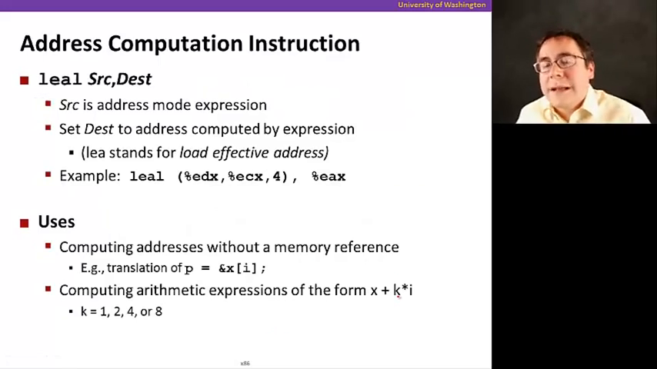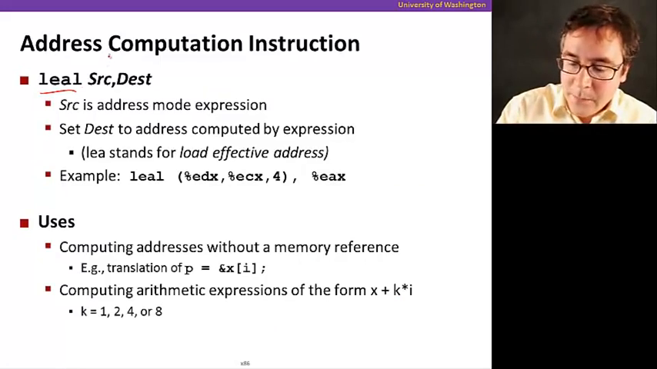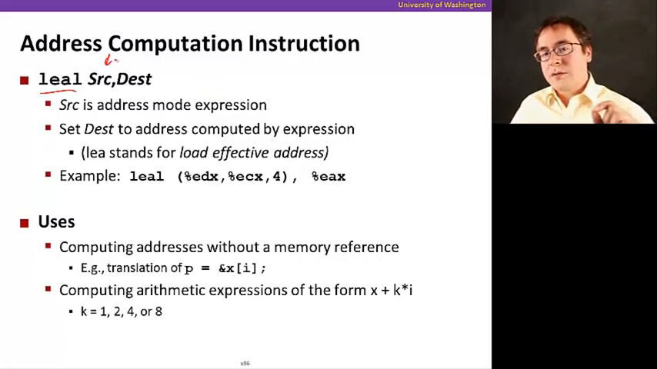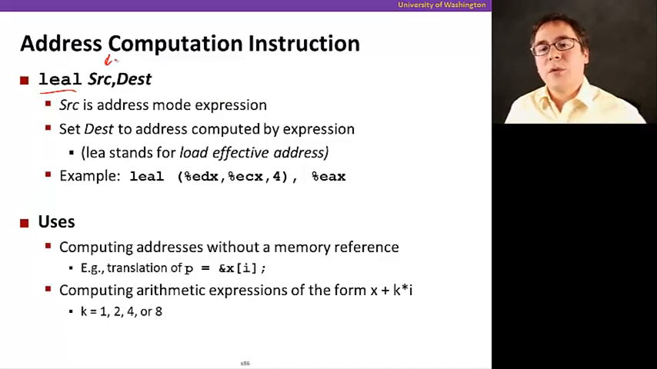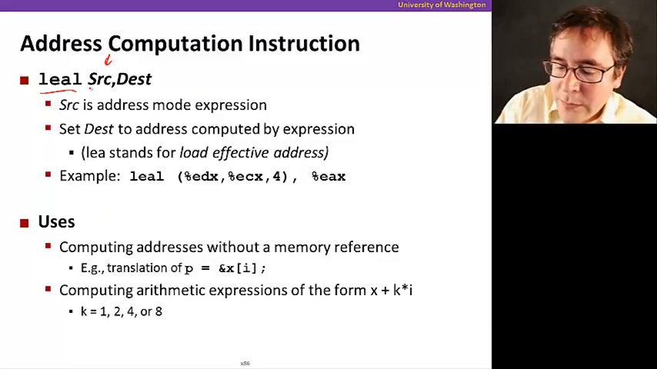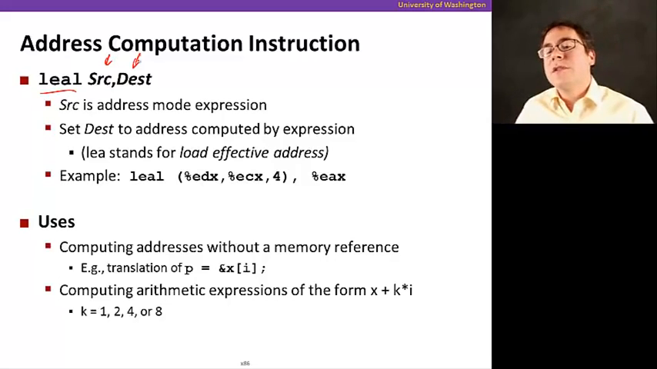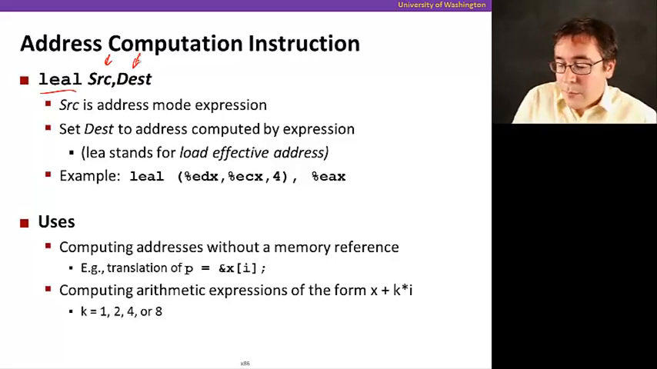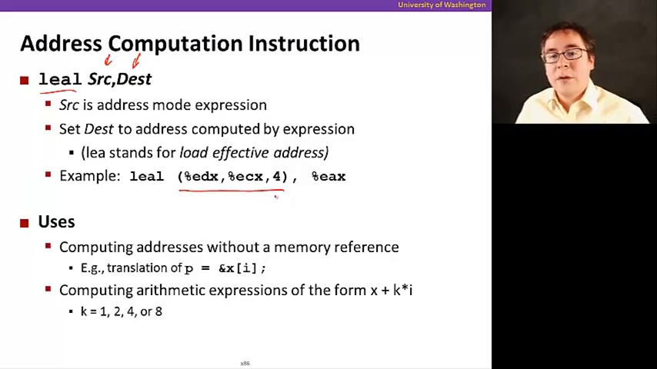There is an instruction in x86 called lea that gets a source. Its source operand is an address mode expression, any of the expressions that I just showed you. What this instruction does is evaluate that address mode expression and put the resulting address into the destination operand, into the destination register.